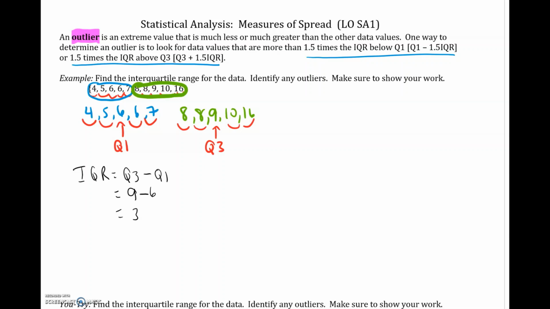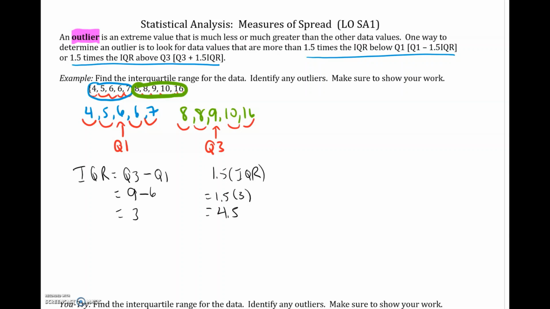So then we want to find the boundaries. Basically, what would be the lowest value that wouldn't be an outlier, and then what would be the highest value that wouldn't be considered an outlier, and then we know, right, beyond that would be outliers. So we're going to do 1.5 times the IQR. So that's going to equal 1.5 times 3. So 1.5 times 3 is 4.5.